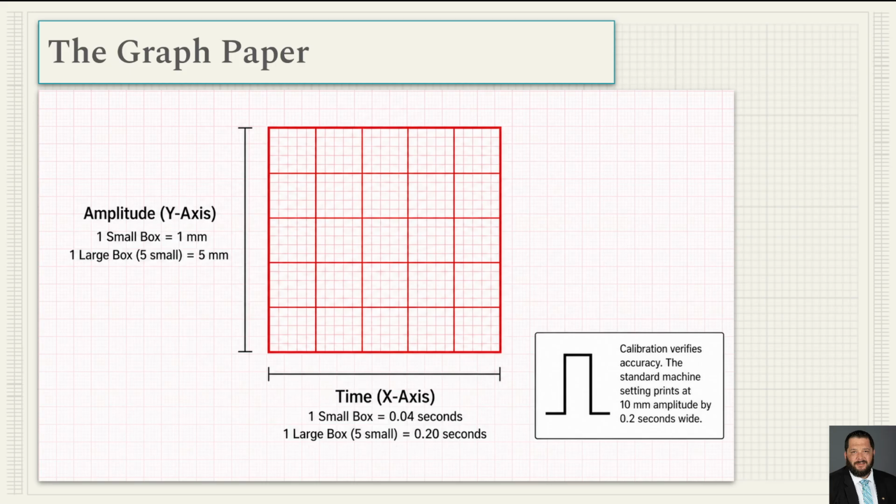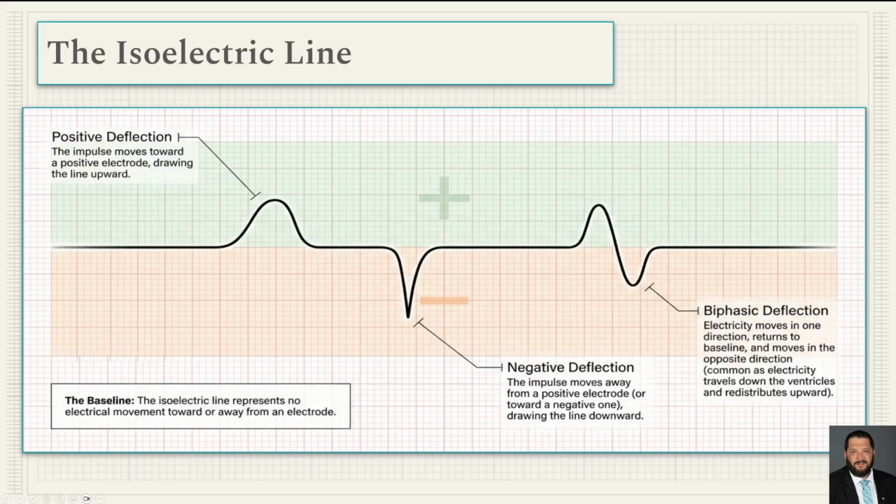So for a baseline understanding, your amplitude is along your y-axis. Every single small box is 1 millimeter, and every large box, as you can see on the screen here, consists of 5 smaller boxes, and that's 5 millimeters tall. The time axis, the x-axis, looking at left to right of the graph paper, one small box notes 0.04 seconds. With 5 small boxes contained in a large box, the large box represents 0.2 seconds of time, or 1/5 of 1 second.